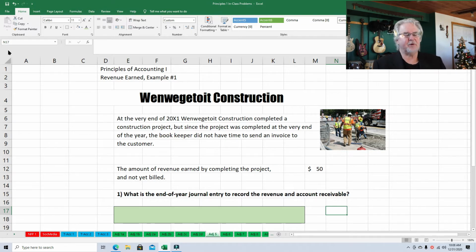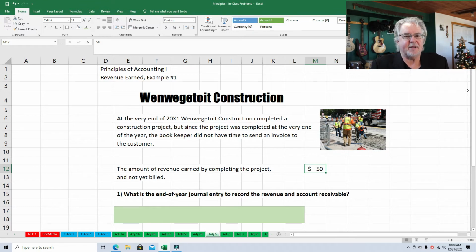So here's what we got going. We've got a very simple adjusting entry to do today. We have a company, When We Get To It Construction, and they just finished a construction project at the very end of the year, and the bookkeeper did not have time to send an invoice to the customer. So it never got entered into the books. It was just a construction contract for $50, and I kept the amount little just so you can focus on the concepts and not worry about the numbers. So it's a $50 contract that just didn't get entered into the books.